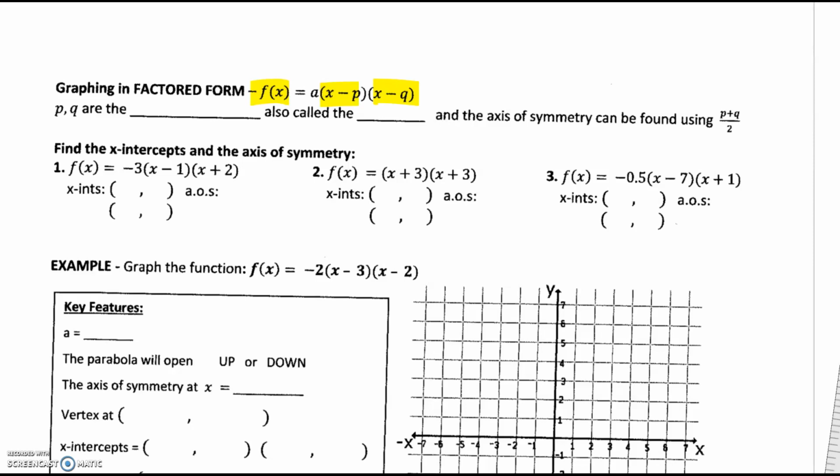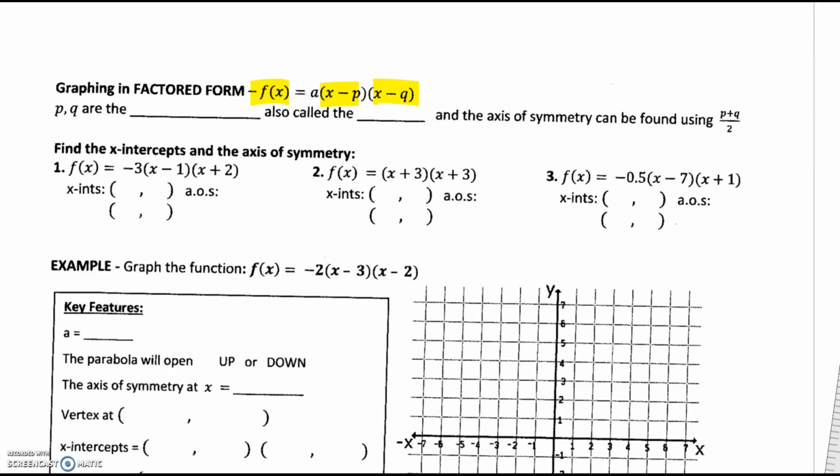Okay, welcome back. So we're going to look at this third form for a quadratic equation. Remember, we've had standard form, vertex form, and now this is factored form. This is really not a common form that you see a quadratic equation or function in.